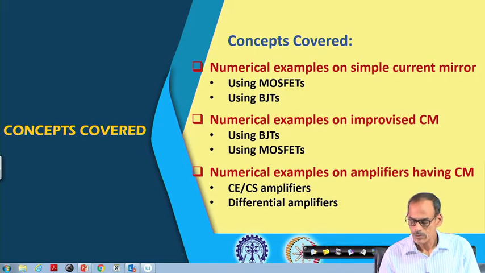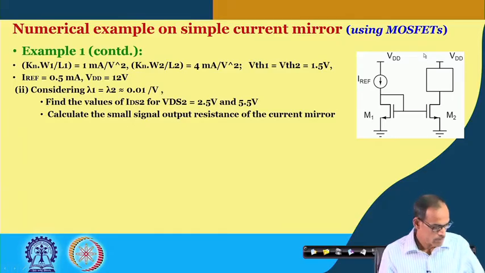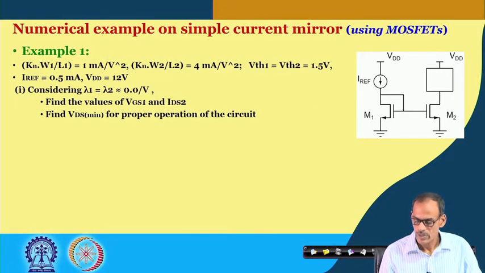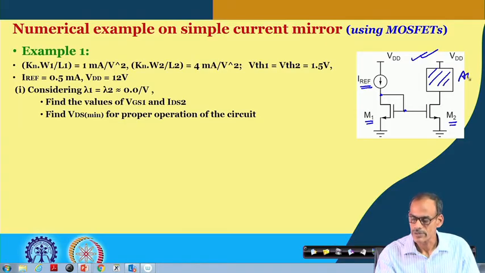Now, coming to the simple current mirror constructed by MOSFET, here we have the example circuit where M1 and M2 are forming the current mirror. We have a reference current here, and then we have the application circuit here.